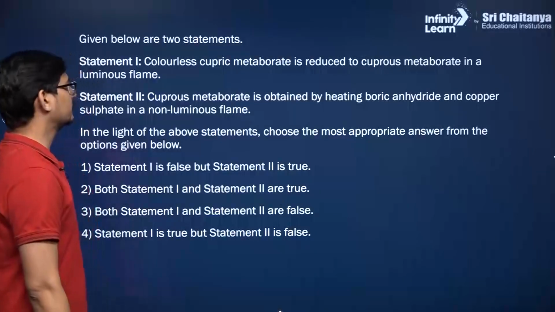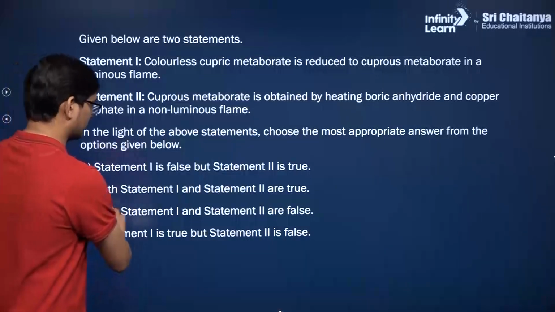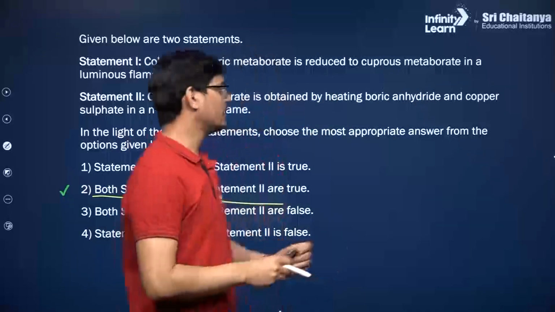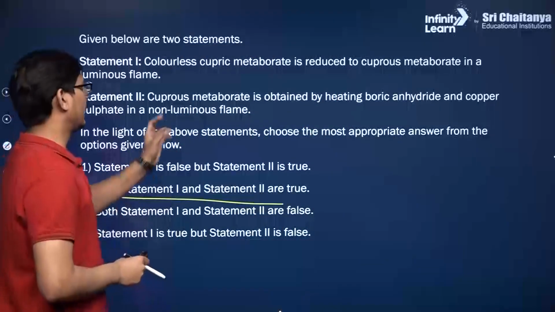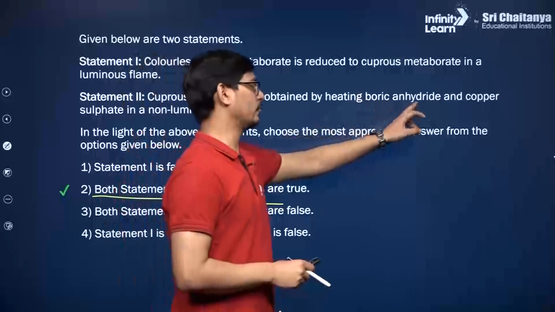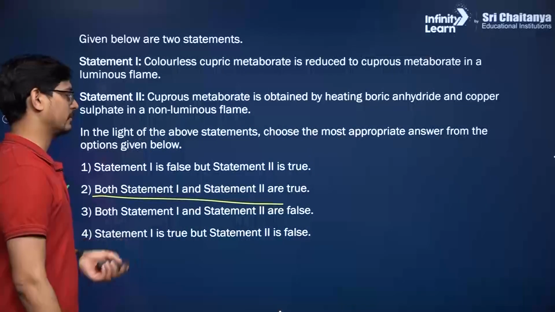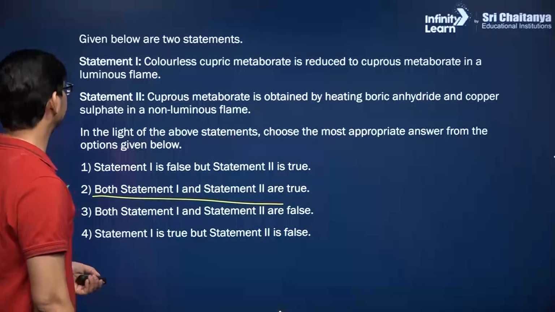Given below are two statements. In this, the correct answer is this, both statement 1 and 2 are true. Yes, cupric metaborate is reduced to cuprous metaborate in the presence of luminous flame, right? And cuprous metaborate is obtained by heating boric anhydride and copper sulfate in a non-luminous flame, right? So that is basically the formation of metaborate.